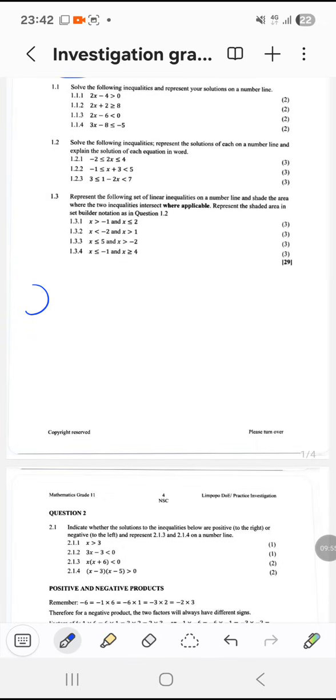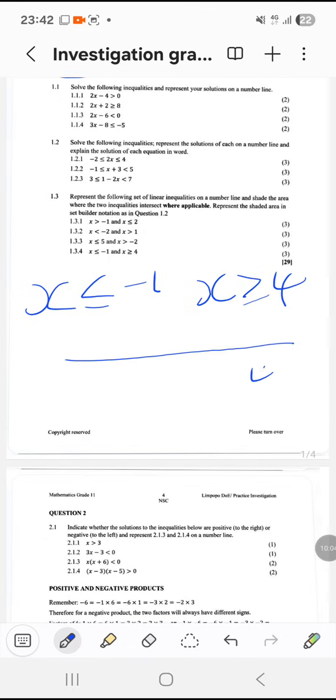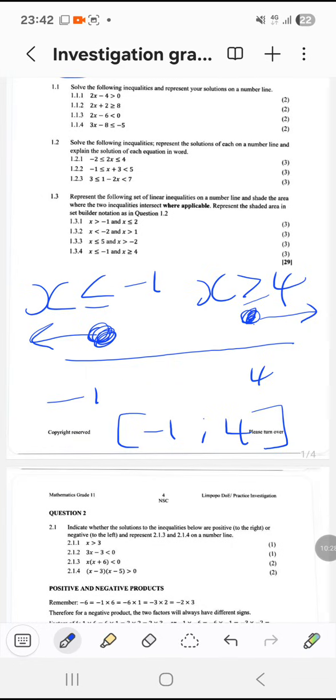X less or equal -1 and x is greater or equal 4. Okay, number line, we have 4 here, we have -1. Here we have a circle which is shaded. It's pointing to that direction. Here we also have circle which is shaded, pointing to the direction. So they do not meet. There's no intersection there. These are the intervals, square -1 and 4 and a square bracket.